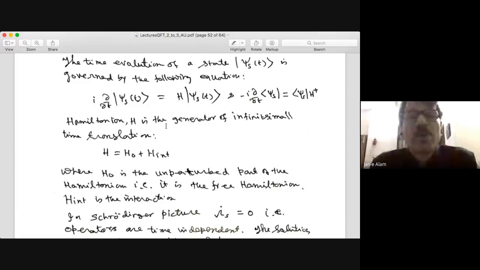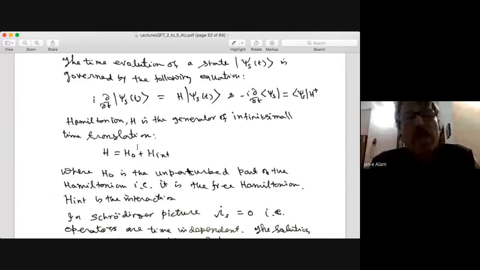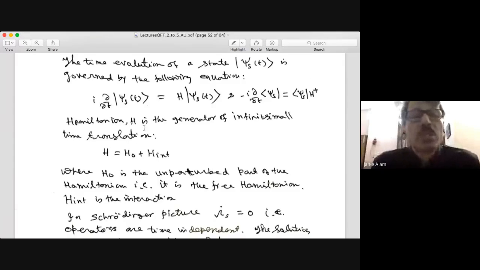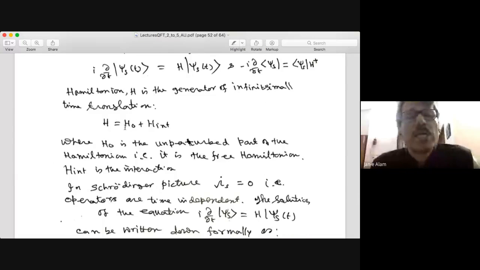Now, in the Hamiltonian H, so far we have taken it as a free Hamiltonian. Now I want to introduce the interaction. So I write H as a sum of two terms. That is, the Hamiltonian H is equal to H0, which is the free part of the Hamiltonian, plus some interaction denoted by H_INT, indicating that this is the interacting part of the Hamiltonian.